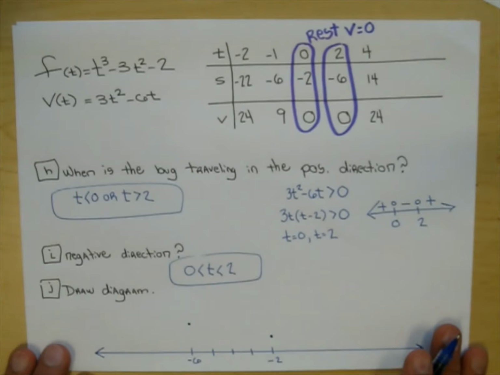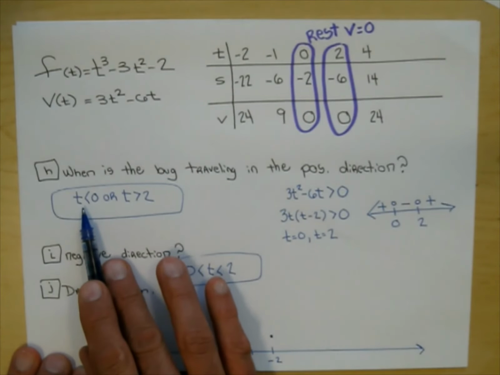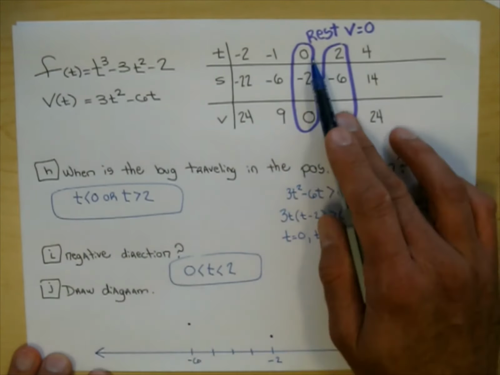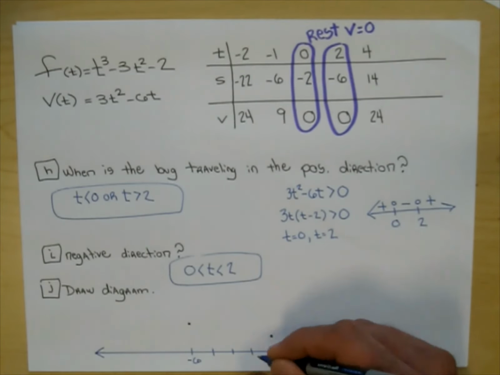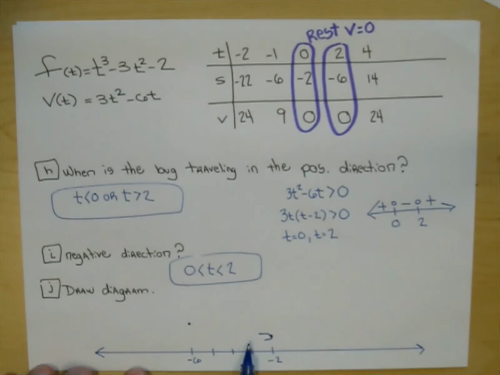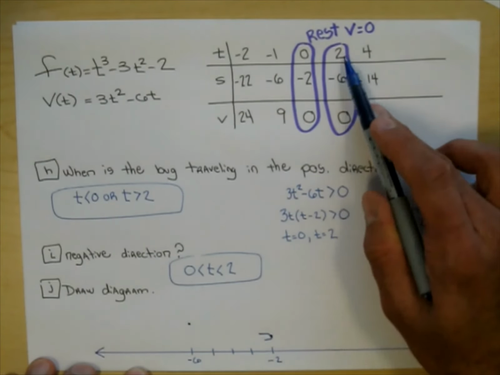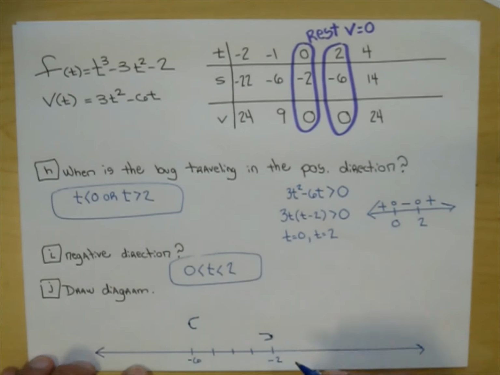Okay, so when we draw the diagram, it does look pretty complicated, but think about this. When is the bug traveling in the positive direction? Anytime before 0. At time 0, he turns around and starts traveling in the negative direction. So you're going to have a turnaround right here. And you're also going to have a turnaround at time 2, and at time 2 he's at -6. So you're going to have a turnaround right there.